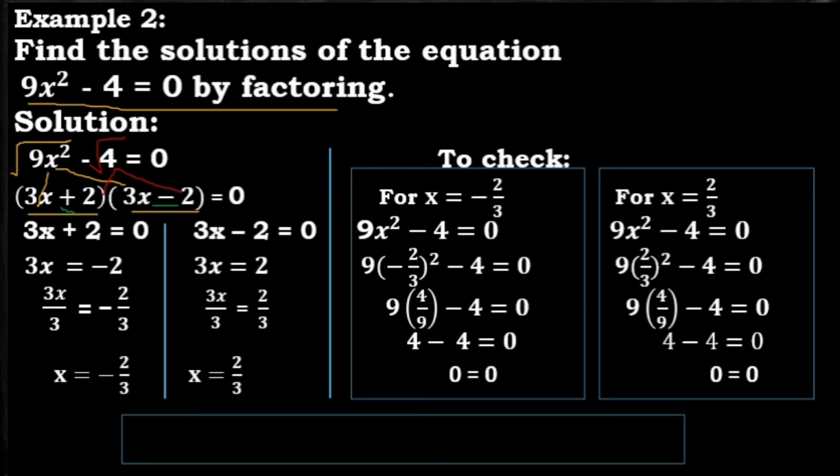Next, we are going to equate its factors with 0. So 3x plus 2 equals 0. And then the other one, we have 3x minus 2 equals 0.